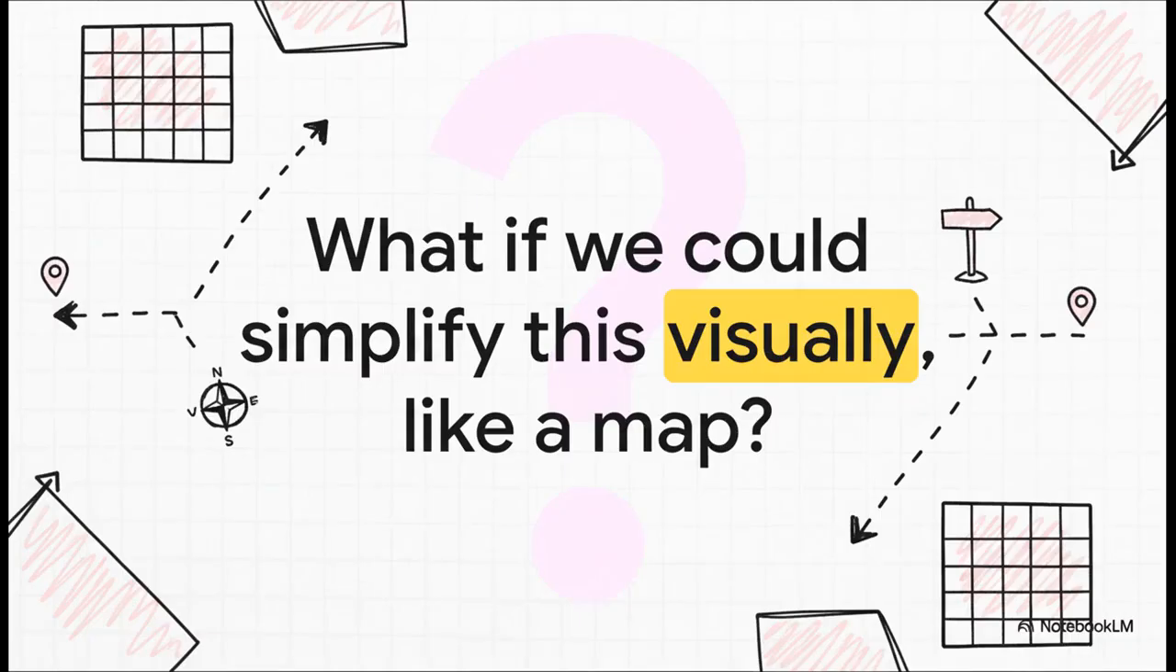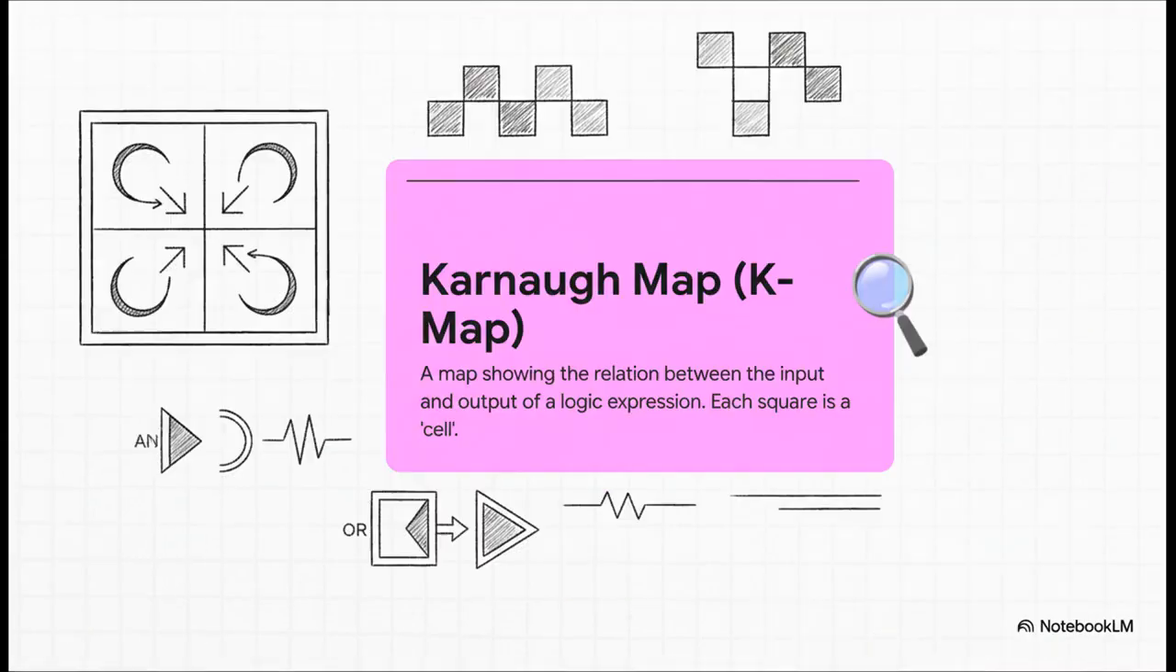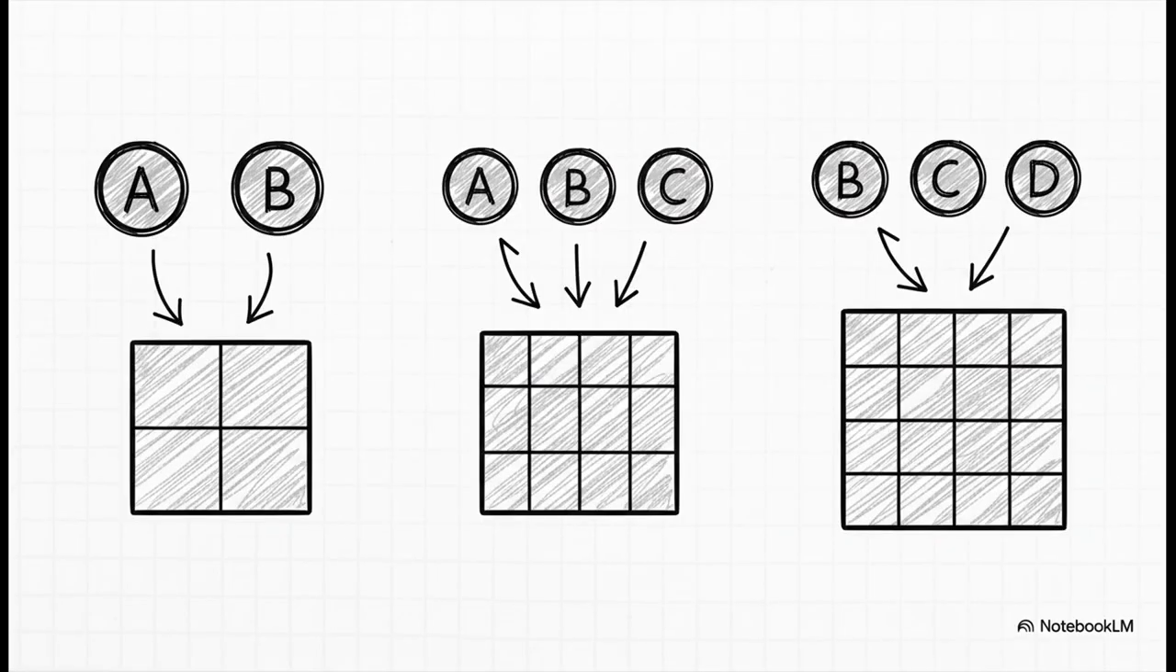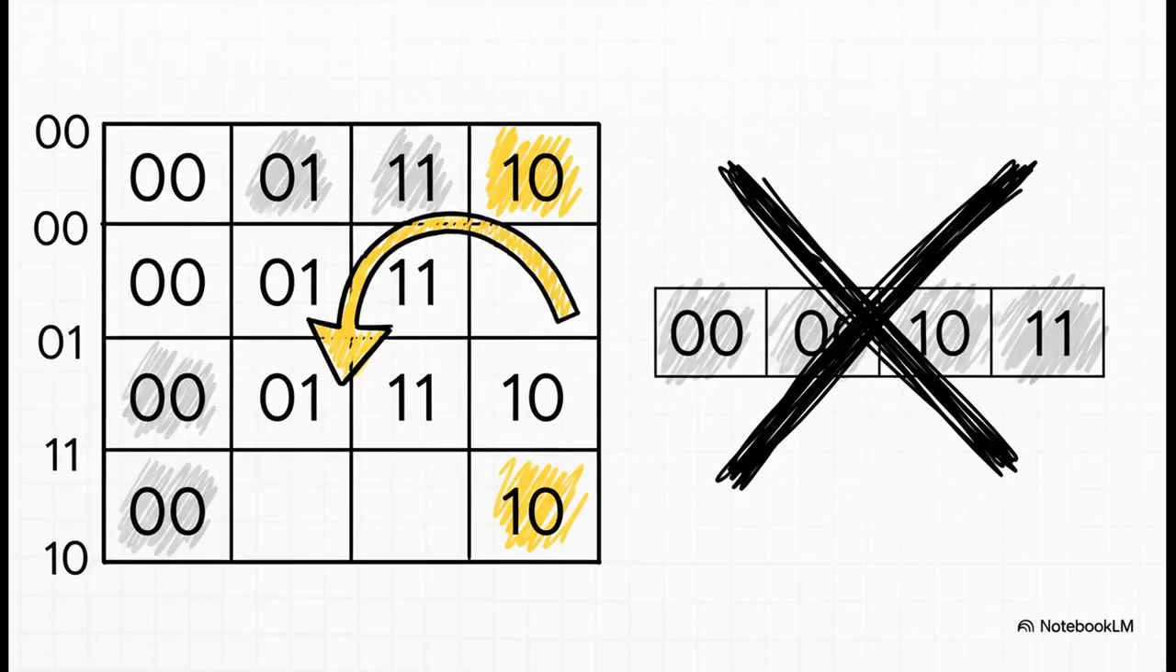But what if you could just look at it and find the simplest answer, kind of like reading a map? And that's where the Karnaugh map, or K-map, comes in. It's a visual grid for doing just that. The more variables you have, the bigger the map gets. Simple enough, right? But check this out.